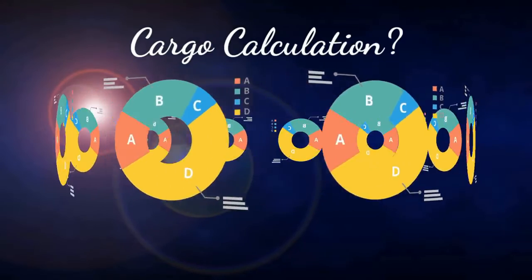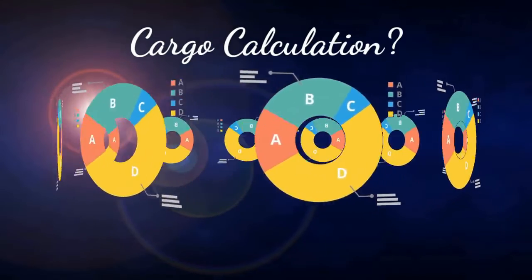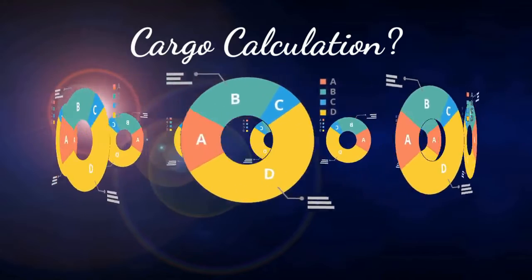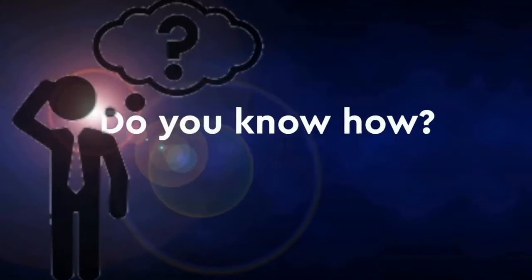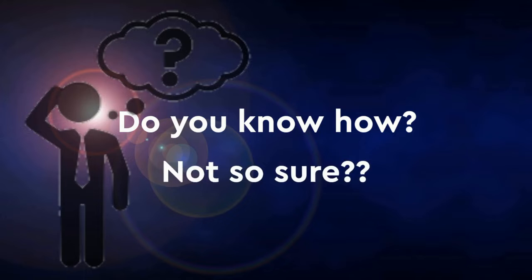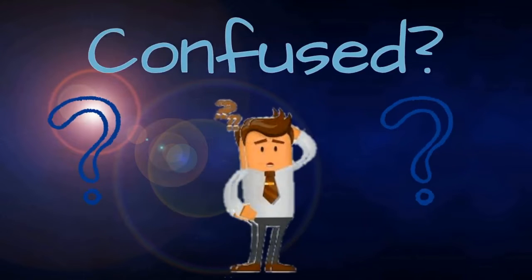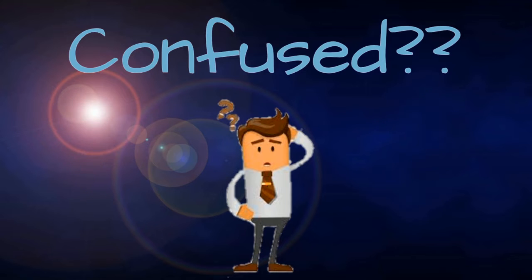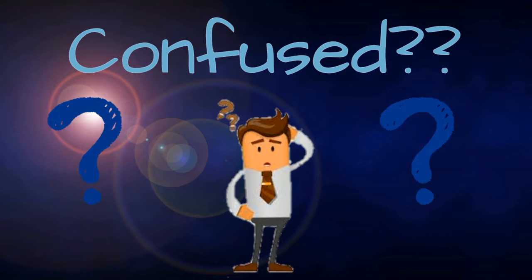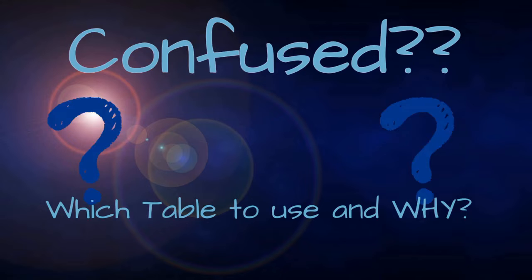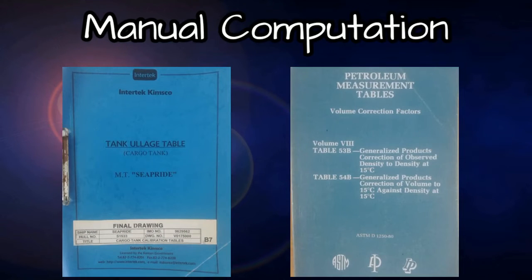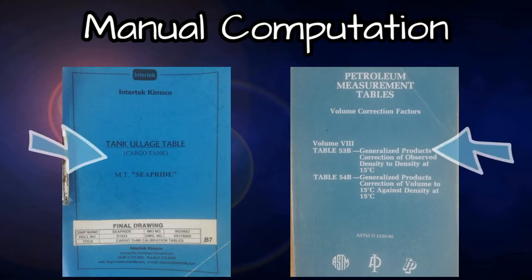Cargo calculations on board tankers are simple as ABC, but sometimes officers take this for granted, resulting in difficulties when asked by some third-party inspections or even by their colleagues. It is sometimes difficult to get a hang of these calculations because of different tables, and we get confused on which one to be used and why. In this video, we aim to simplify the cargo calculations using these tables for you to understand more about this topic.